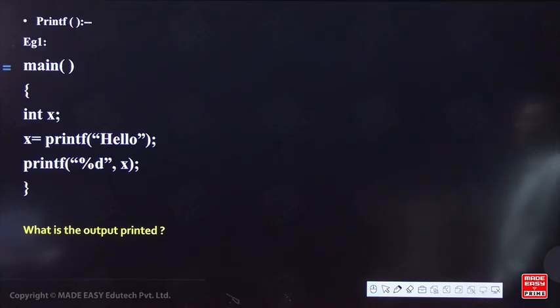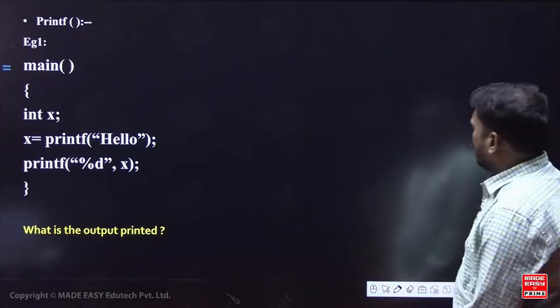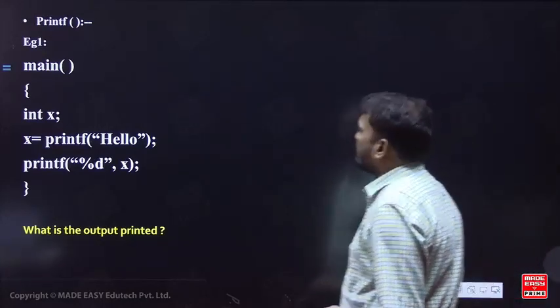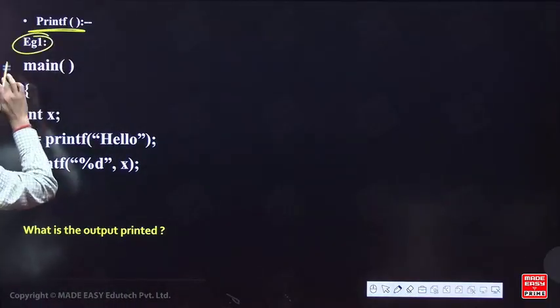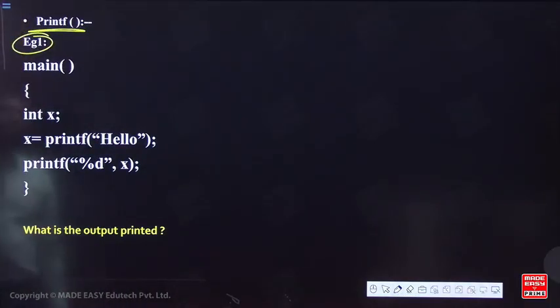Keep the heading printf. Keep the heading printf. Copy this. Example 1. Copy this. What is the output printed?